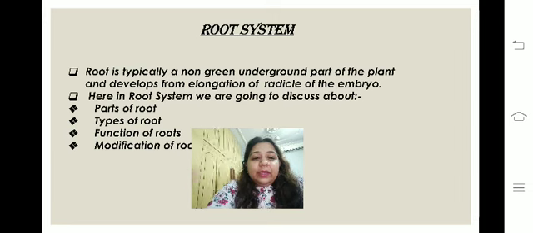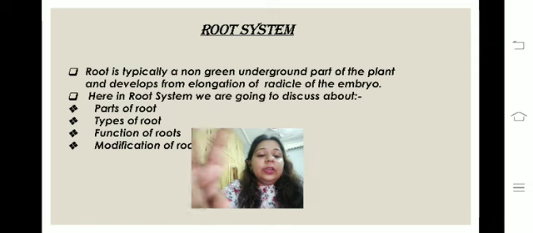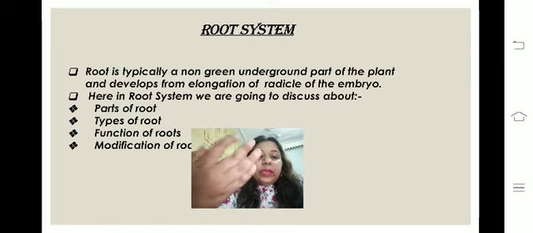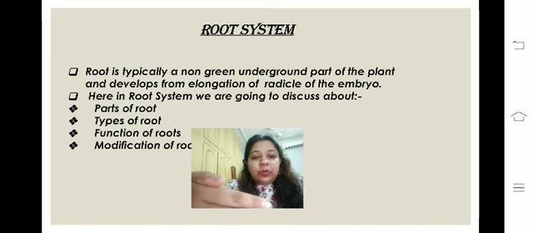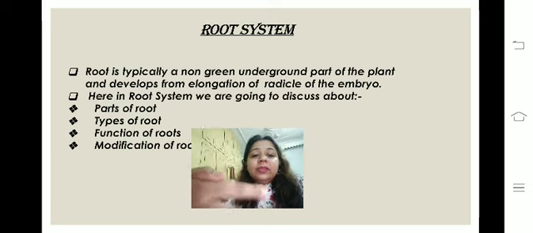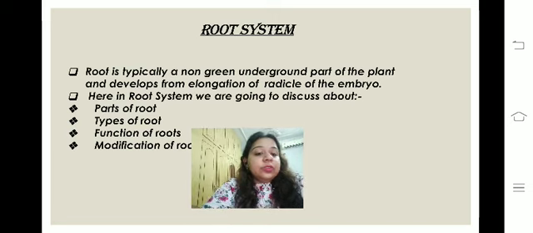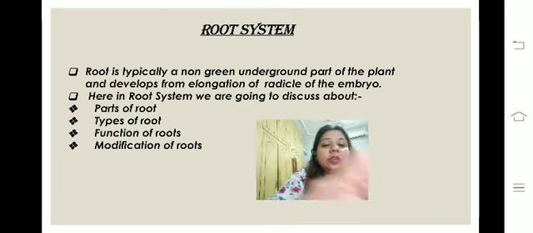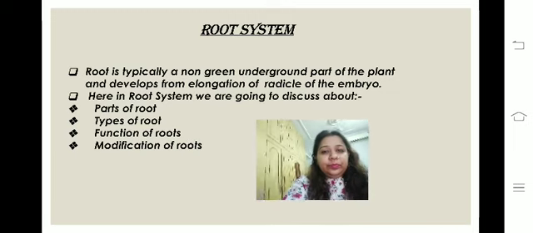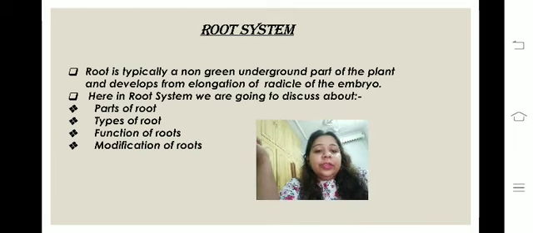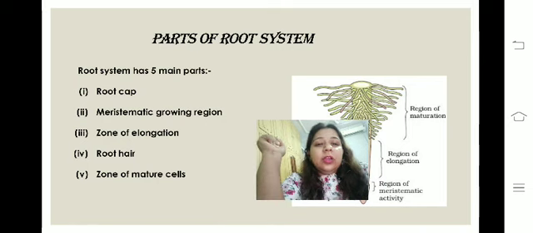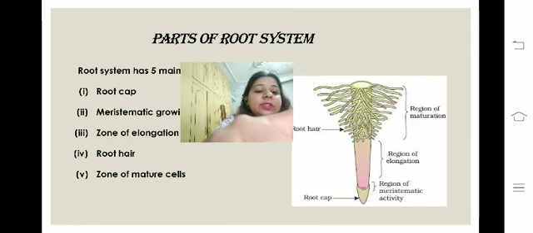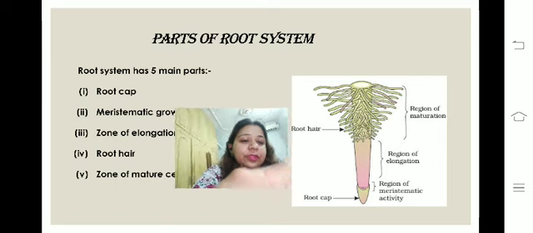The root system, as I told in the previous slide also, has basically four main things. One is the parts of the roots, second is the types of the roots, third is the functions of the root, and fourth is the modifications of the root. Now we are going to take the first topic, the parts of the root. As you can see, I'll just describe the diagram here first.